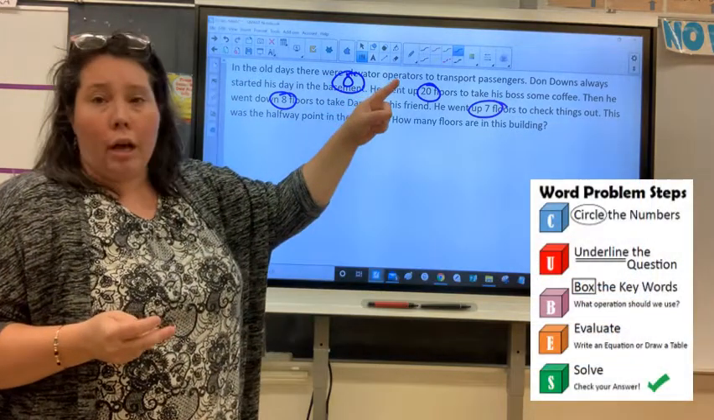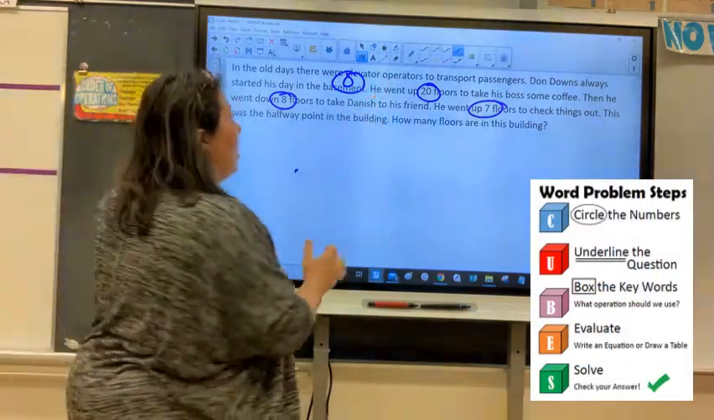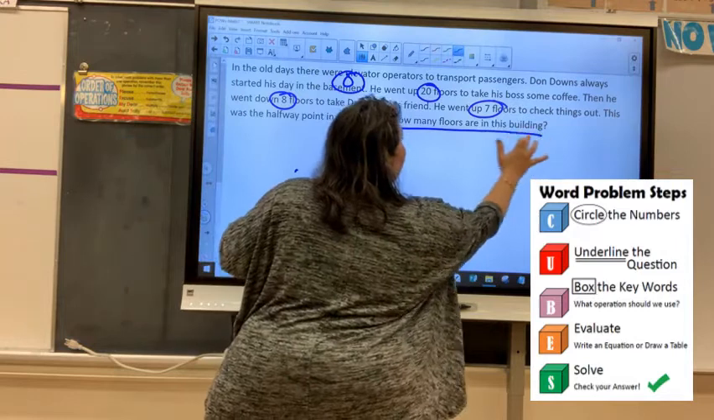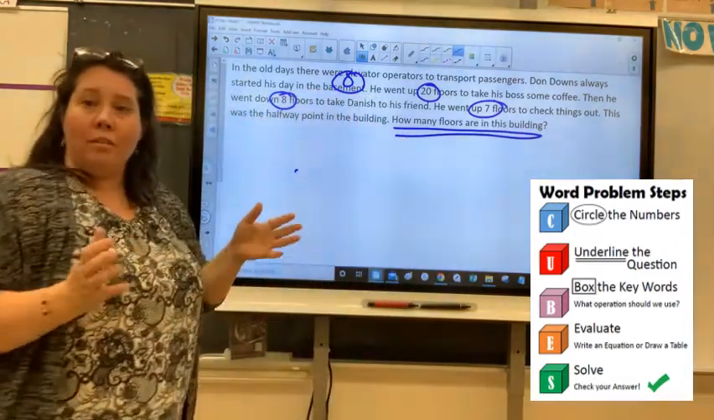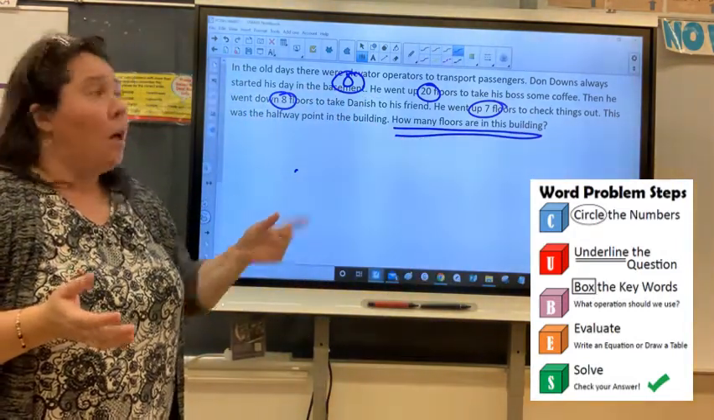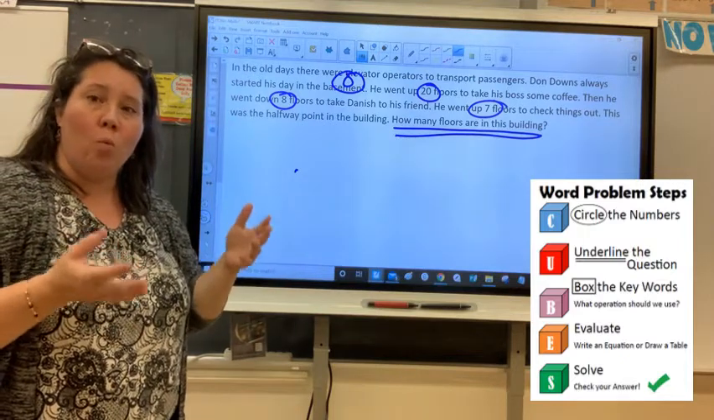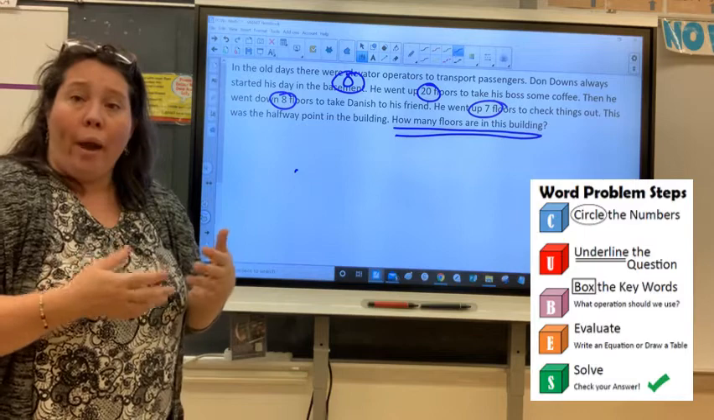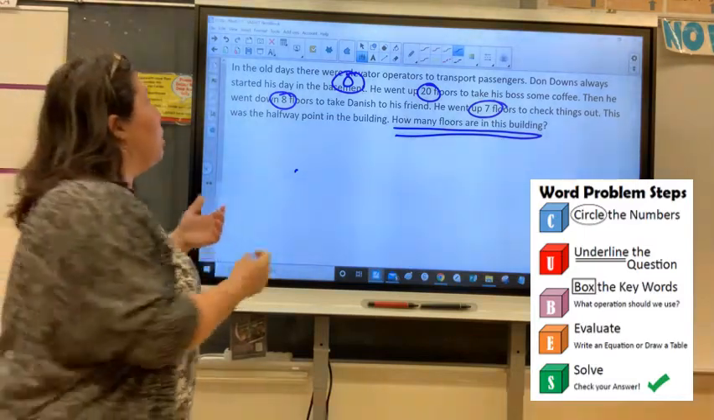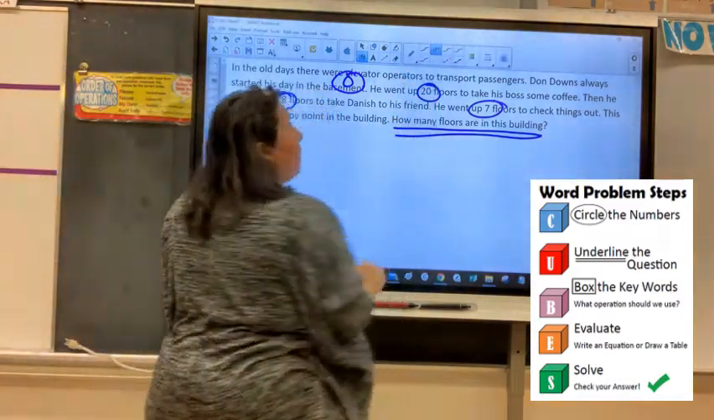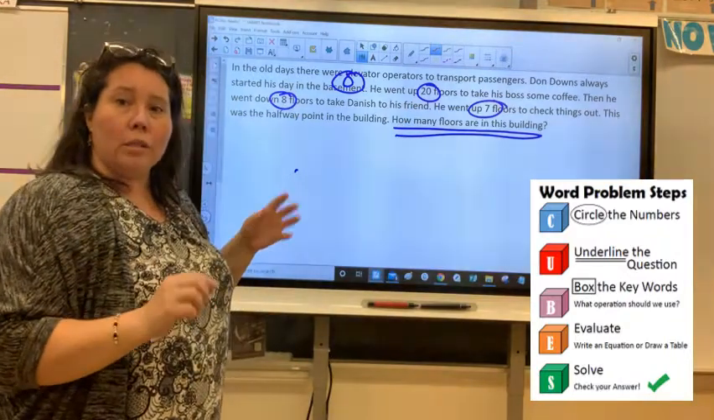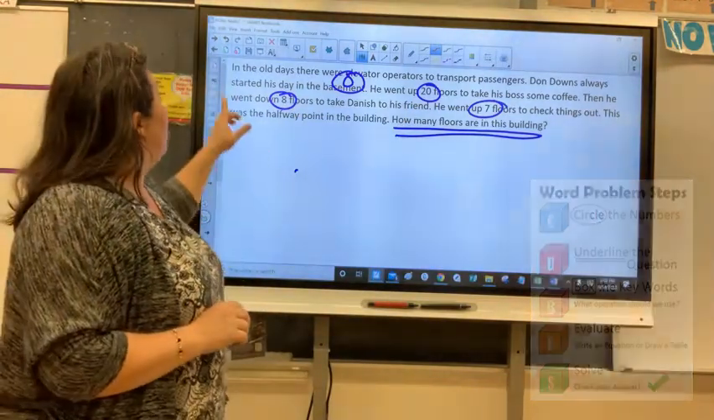Now we're going to underline the question. How many floors are in the building? We had to determine how many floors. Now we're going to go through and figure out the keywords to help us determine what we have to do, what equation we have to write. So let's change the color again and go for the keywords that correspond to our numbers.